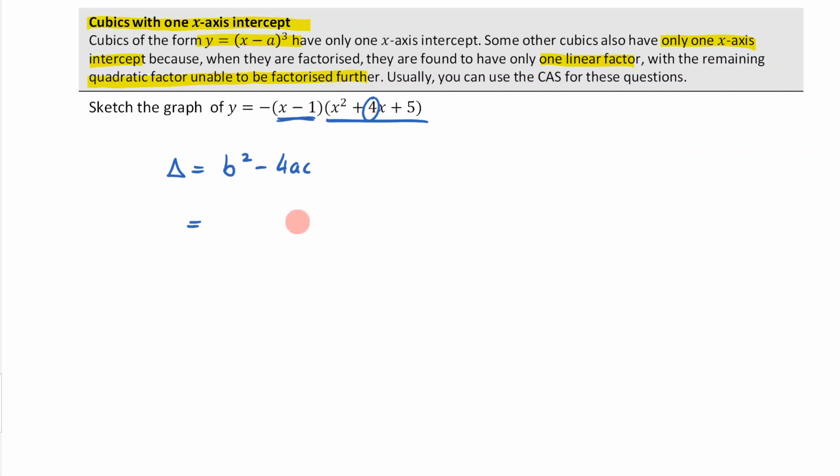B is going to be 4, so it's going to be 4 squared is 16, minus 4. A is going to be 1. C is going to be 5. So that means I'm going to get 16 minus 20, which means it's going to be negative 4. So that proves to me that this quadratic right here can't be factorized further.